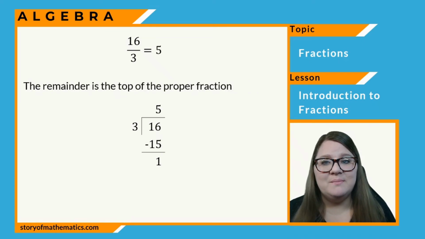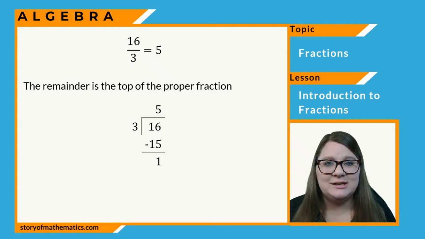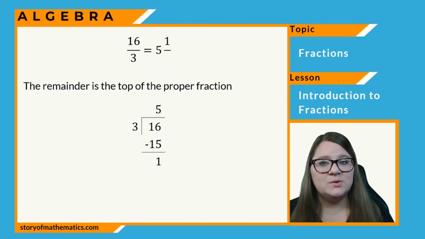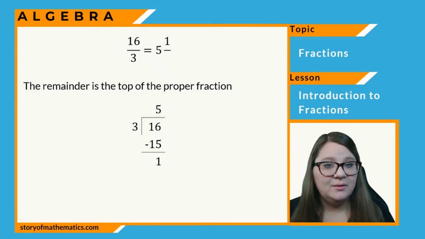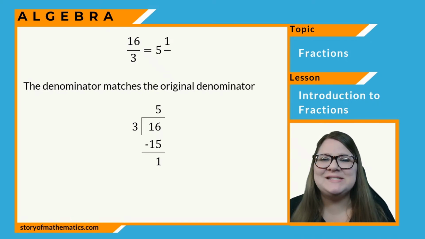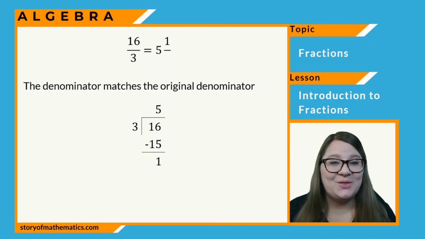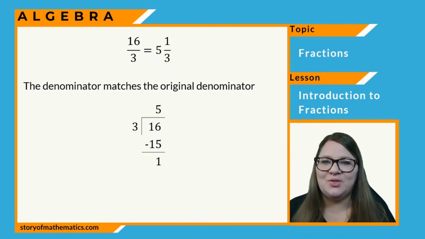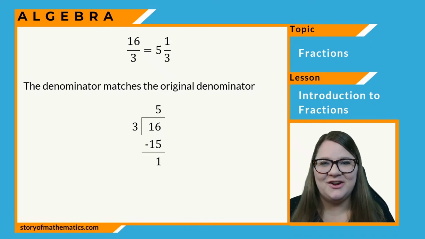And then the remainder is the top of the proper fraction. So if you see, the remainder here was 1. So I now have 5 and 1 over, well, what's my denominator? Well, it's going to match the original denominator, which was 3. So 16 over 3 is 5 and 1/3.